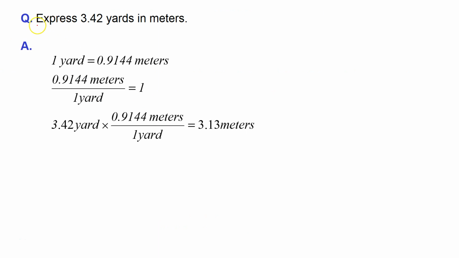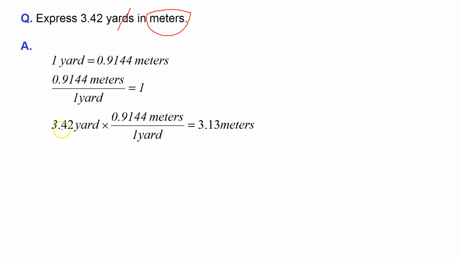So here we go again. It says express 3.42 yards in meters. So I have to look up in a table the relationship between yards and meters. And I find this in my textbook. It says 1 yard equals 0.9144 meters. I want to get rid of yards and end with meters. So I need the conversion factor that has yards on the bottom line and meters on the top line.